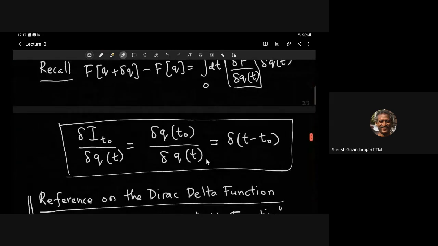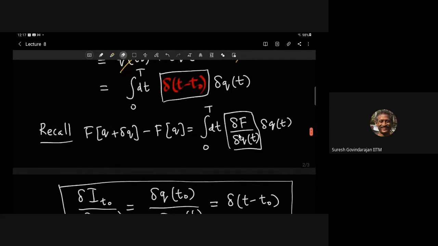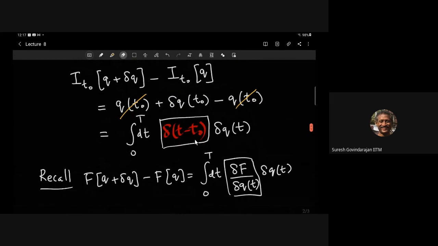Okay, so I'll pause here. Does this make sense now? This formula? It's just matching these two things. So you can see that that's what I'm doing, right? I'm using that property. I took f of x to be delta q of t. That's what I've done. Is that clear?